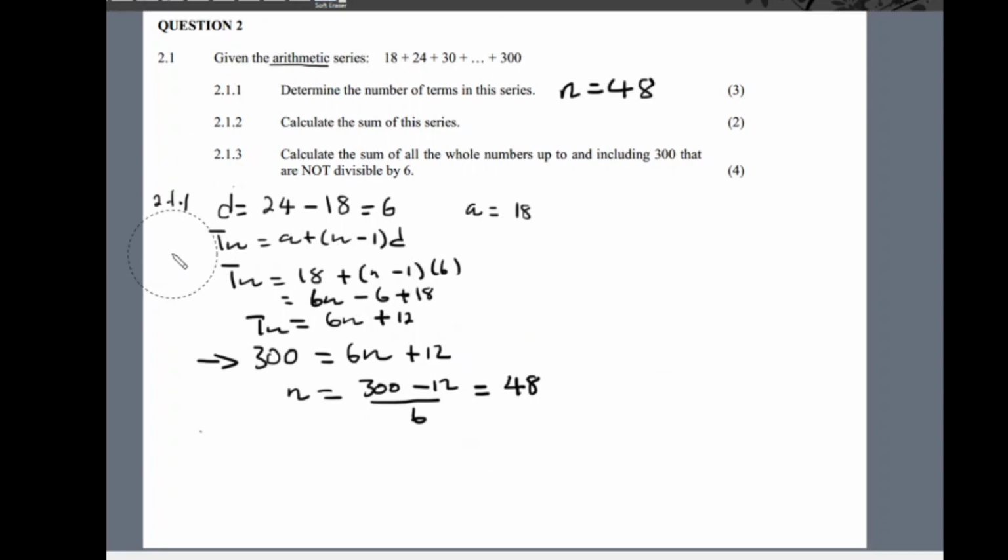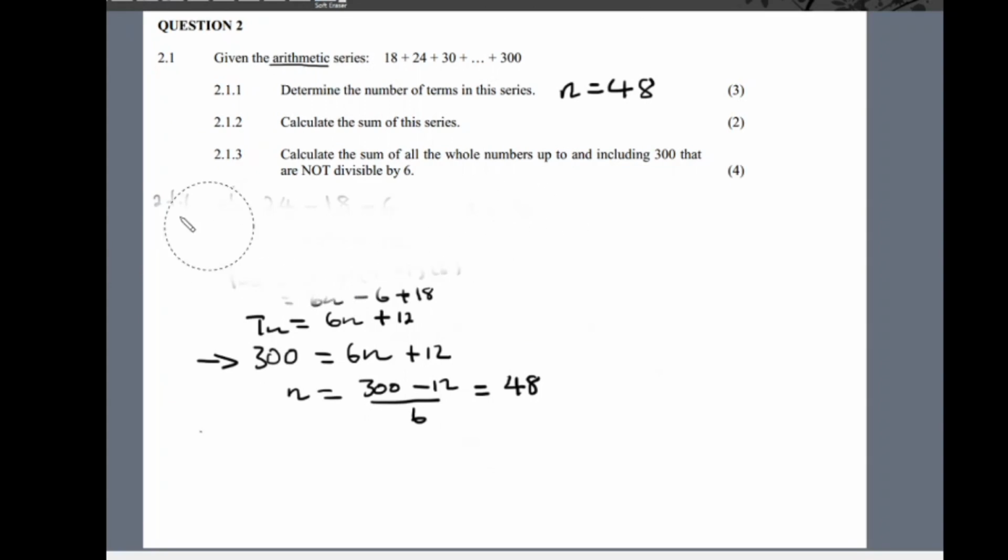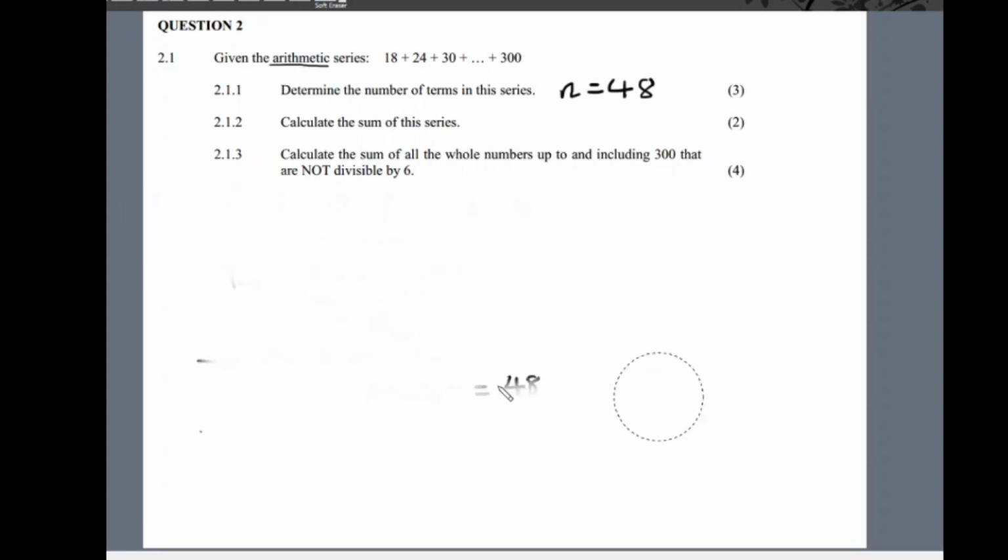Okay, so I think we'll create space for 2.1.2. In 2.1.1 we said n is equal to 48, so there are 48 terms in that series. Now they want us to calculate the sum of this series, right? For 2.1.2, the sum of the series, because we know it is an arithmetic series, we can apply this formula here.